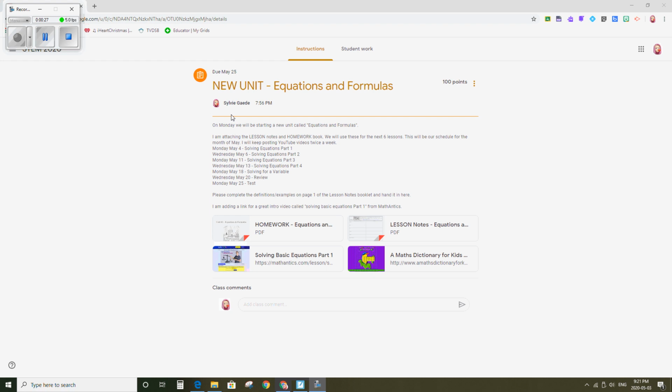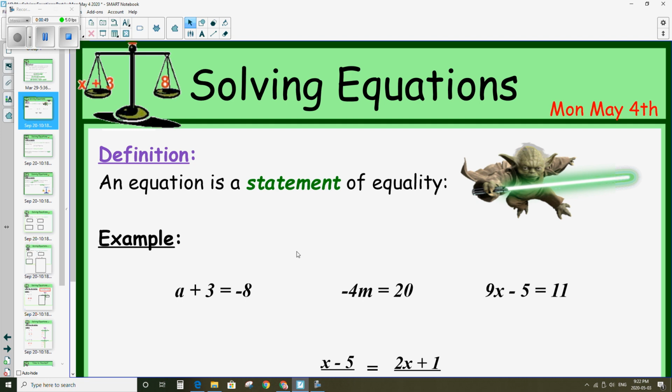This is a post that I made on Saturday. I included a couple of files. One of them is the homework file, and the second one is the lesson notes file, which we are going to be using for the next few weeks. So I'm going to go over to our lesson for today. Hopefully you've printed off the notes, and we are on page 2 of the lesson file. I'm going to go through pages 2 and 3 today.